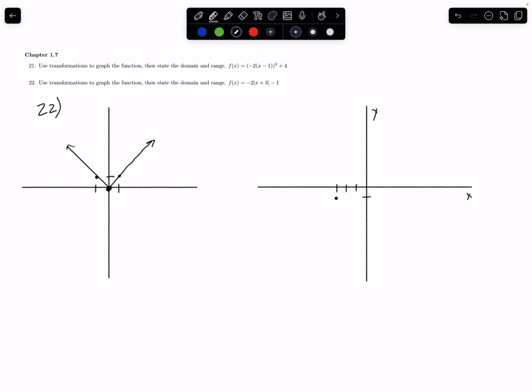Okay, now what else is happening? I've got a -2. That's it. But look at this time, the -2 happens after the absolute value is already applied, right? So that means this time it's a vertical flip. So this is going to reflect this way over the x-axis. That means it's going to open downwards like this, right? And this time the 2 also after the absolute value, that means it's a vertical stretch. So instead of going, normally I go over 1 and down 1, but I'm going to go over 1 and down 2 now.